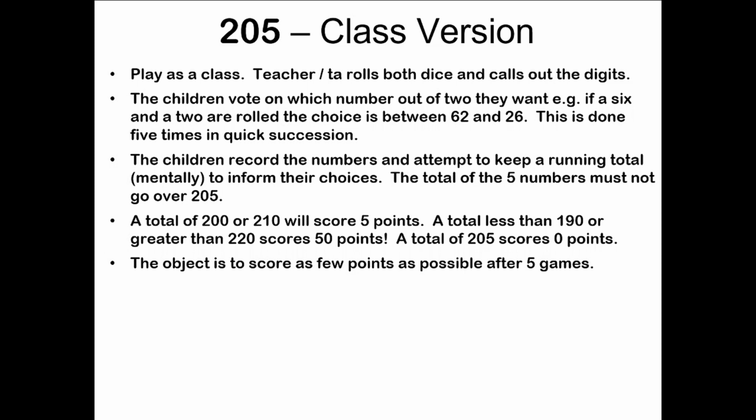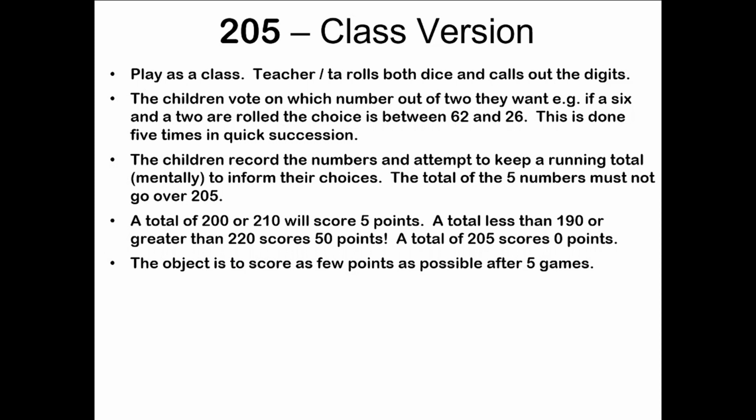What they've then got to do is keep a running total by rolling 4 more sets of numbers. Imagine they went for 62, and then we rolled a 3 and a 1. They could do 62 add 31, which will be 93, or 62 add 13, which will be 75. You'd keep that running total and move on to the third roll. The aim is to try and get as close to 205 as possible at the end of 5 rolls.